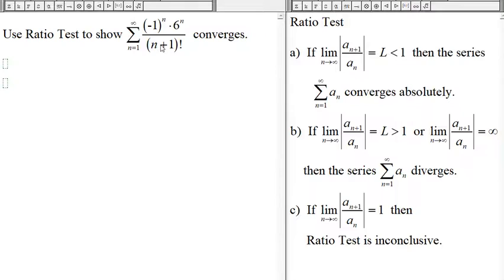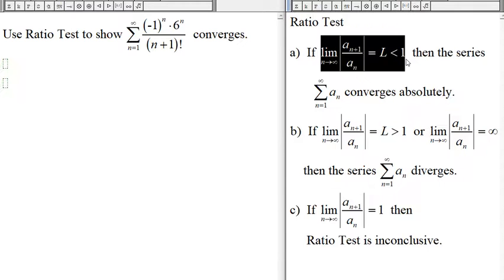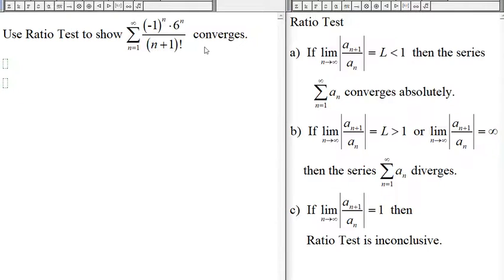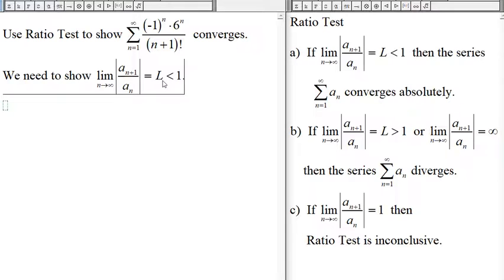Here we have the alternating series of negative 1 to the n times 6 to the n divided by n plus 1 factorial. And we want to use the ratio test to show that this series converges. And the ratio test says that if we want to show that it converges, then we need to show this. So we need to show that the limit of a sub n plus 1 divided by a sub n is equal to a real number less than 1.